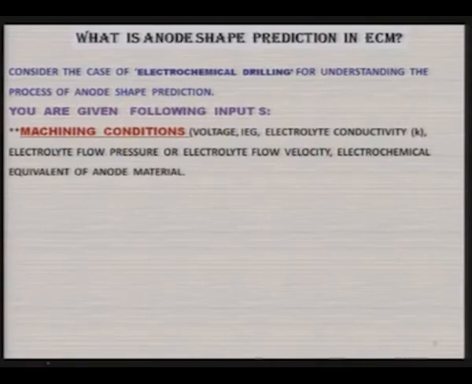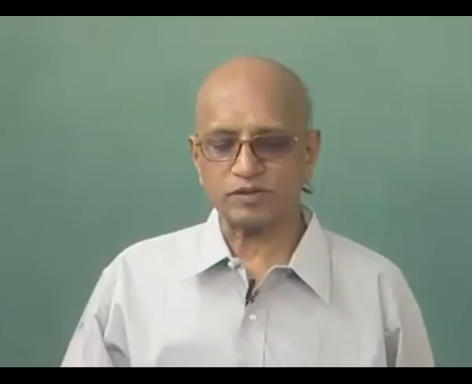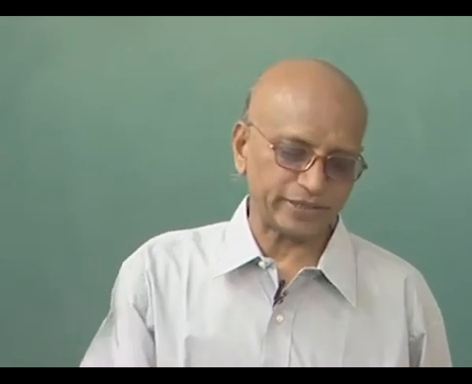Now, here you are given the feed rate also, which is not mentioned here, the feed rate given to the workpiece, and the tool profile, because for any machining operation you are given the machining conditions as well as the shape and size of the tool. That means, if you are considering a 2D problem, then you will be given x and y coordinates of the tool at different points.